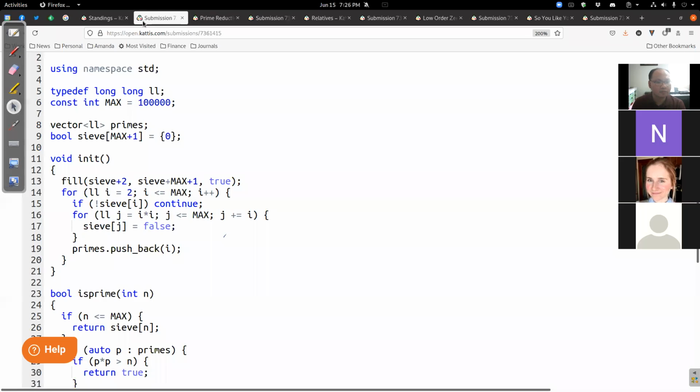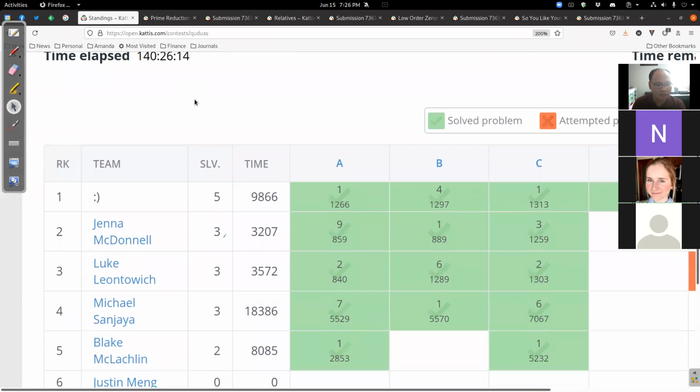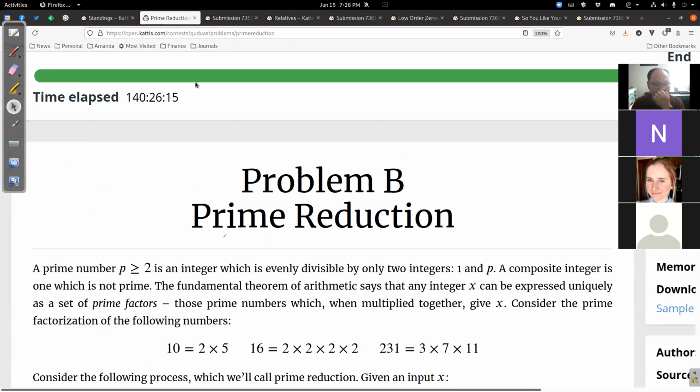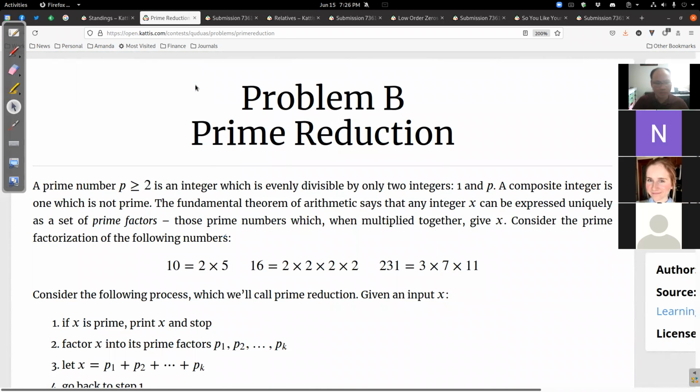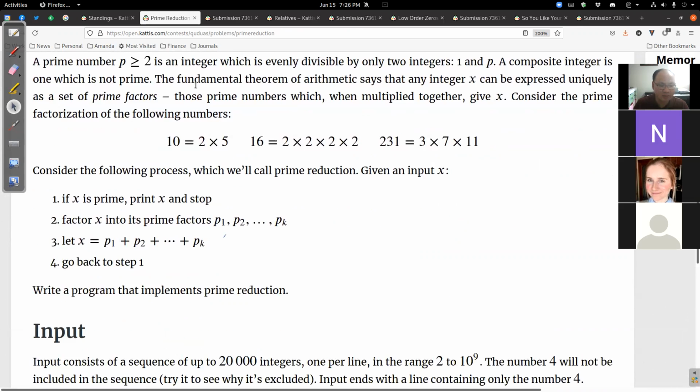Now, prime reduction, I believe both of you also did, yeah? Yes. Okay, so what is prime reduction? A prime number is an integer which is divisible by only two integers, 1 and p. A composite integer is one which is not prime. The fundamental theorem says that any integer x can be expressed uniquely as a set of prime factors. So for example, 10 is 2 times 5, 16 is 2 times 2 times 2 times 2, 231 is this, and so on.